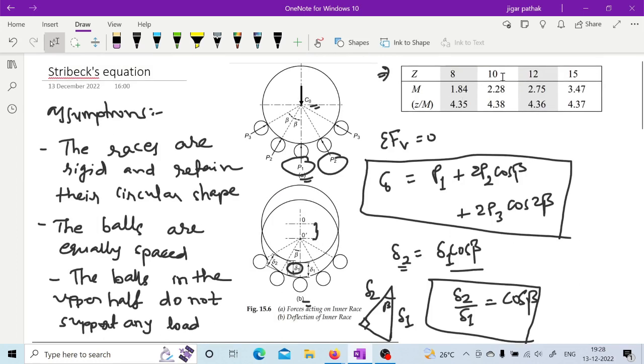Similarly, for Z equal to 10, M is this, for 12 it is this, and for 15 it is this. So if we now write the ratio Z by M, it comes to 4.35, 4.38, 4.36 and 4.37. So basically this Z by M can be considered as approximately equal to 5.